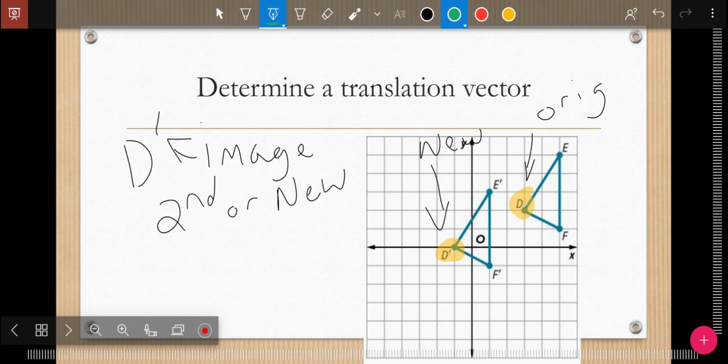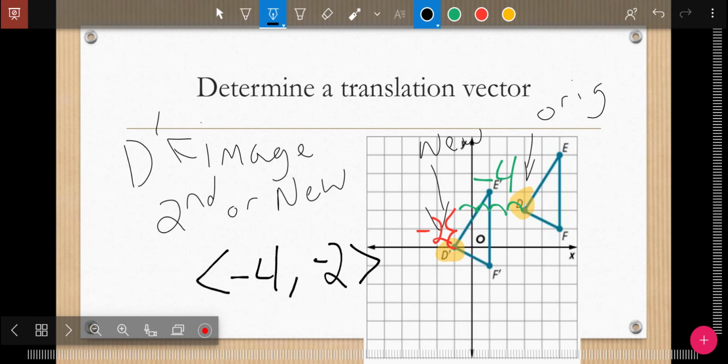And to get there, I had to go left 1, 2, 3, 4. I had to go then down 1, 2. So left 4, down 2. Left 4 would be -4. Down 2 would be -2. And so my vector would be (-4, -2), because left and right is the x, and up and down goes with the y.